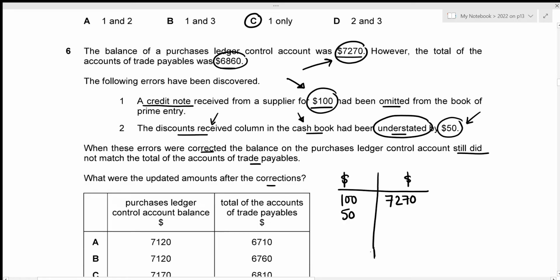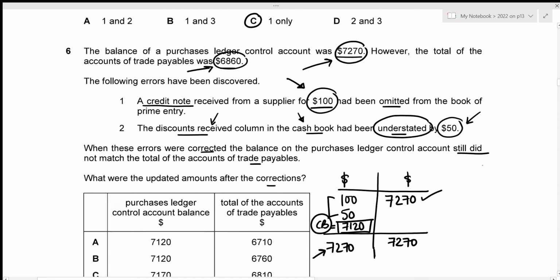So we can now figure out the new closing balance for our purchases ledger control account. So the closing balance will be on the opposite side. Now, in order to figure out this value, we need the total first. And we can figure out the total from our credit side. That is just going to be 7,270. Now this closing balance acts as a balancing figure, and whenever we're trying to figure out the balancing figure, we just need to subtract these amounts from the total. In this case, that's 7,270 minus 100 minus 50, which results in 7,120. So this is the updated amount for the purchases ledger control account balance after the corrections of the above mentioned errors. Now we just need to repeat the same process for this accounts of trade payables.